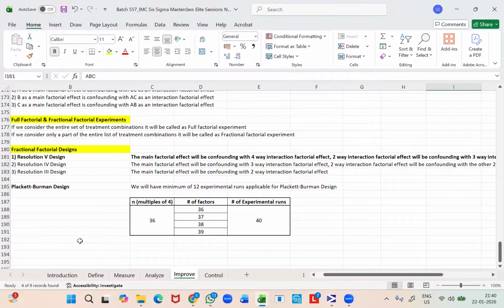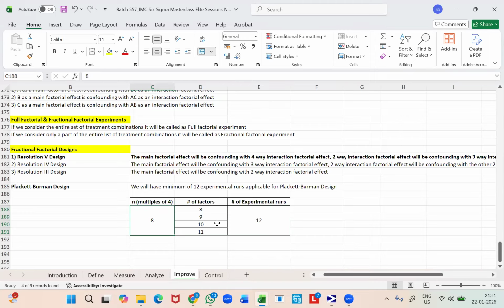So for that, I have created this template wherein you can just enter the value for n in multiples of 4. So if you have, say, 8 as the number of factors, or the n value is 8, then for number of factors 8, 9, 10, 11, right? Number of factors 8, 9, 10, 11. We will have 12 experimental runs. So these are the minimum number of experimental runs that we would consider for a Plackett-Burman design, right?